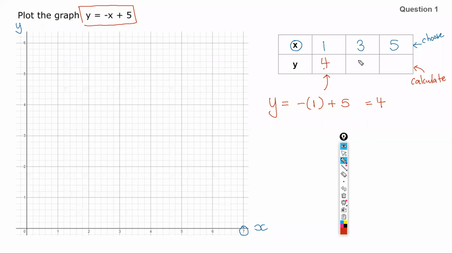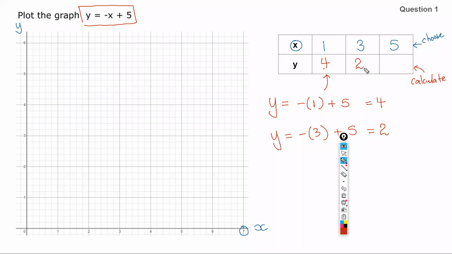Let's calculate the corresponding value for y when x is what? 3. You notice 3 is on top. So we need the corresponding y value. So let's do the calculation for this question mark. We go back to the equation. Remember this equation. This time we have to pretend x is 3. So we erase x and we put what in its place now? 3. And we work this out to get the value of y. Minus 3 plus 5 is positive 2. So that means this y value is now positive 2.